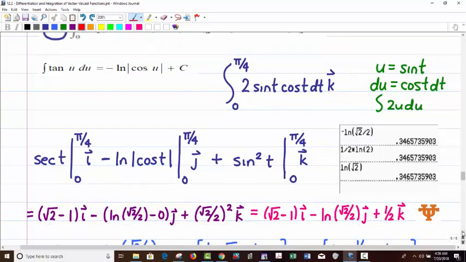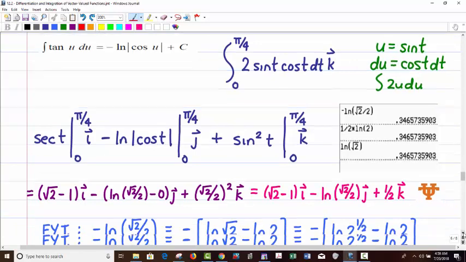So I've got to put in upper and lower limits. Sec pi over 4 is the square root of 2, and sec of 0 is 1. At pi over 4, you have natural log of the square root of 2 over 2. Cosine of 0 is 1, and natural log of 1 is 0. And then for this one, sine of pi over 4 is the square root of 2 over 2, squared, which happens to be 1/2 because it would be 2 over 4 when you square it. So we have square root of 2 minus 1 i minus natural log of square root of 2 over 2 j plus 1/2 k, which is perfectly fine as an answer.